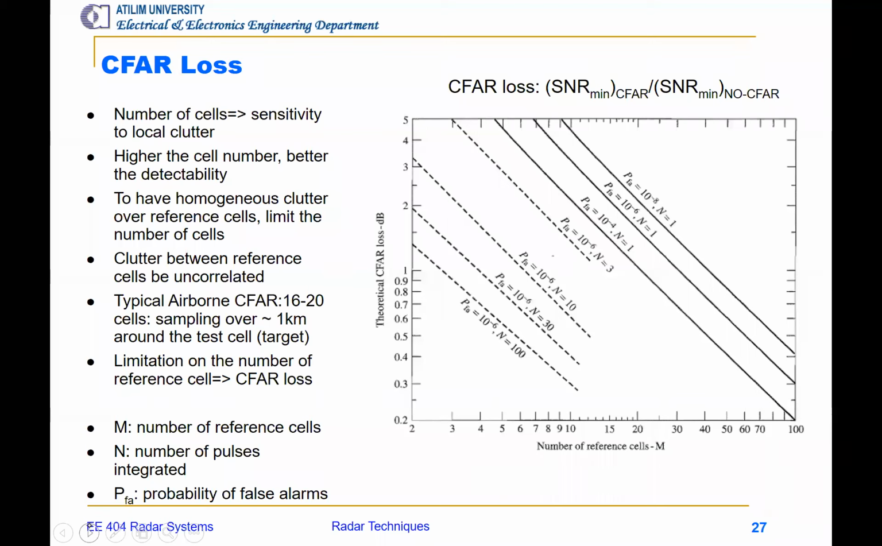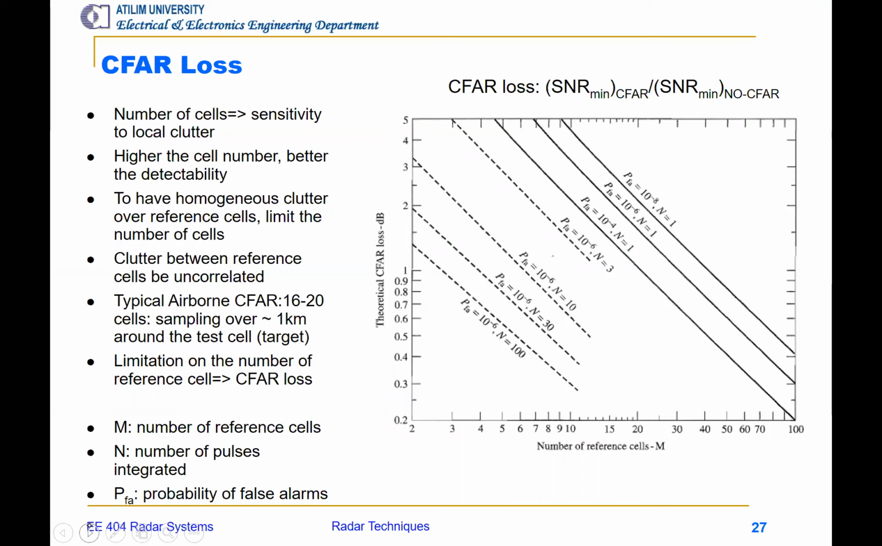If we increase the number of pulses, we simply increase the sensitivity to the clutter. And if we increase the cell number, we simply increase the detectability. But if we use more pulses, then we may also have some problems about the loss. We may have a problem with the signal to noise ratio.